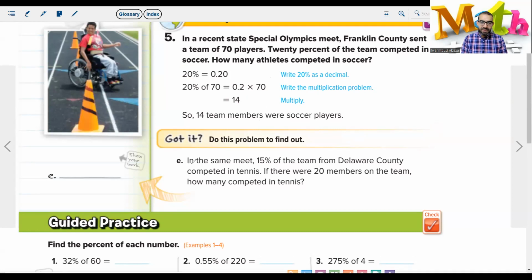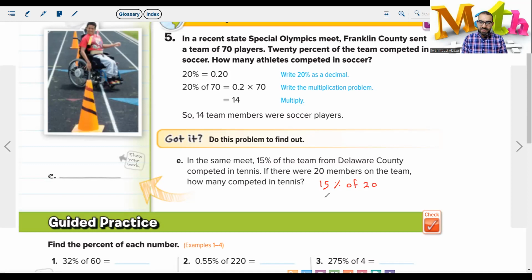Problem E. In the same meet, 15% of the team from Delaware County competed in tennis. If there were 20 members on the team, how many competed in tennis? So the whole problem is what? We need to know what is 15% of 20.